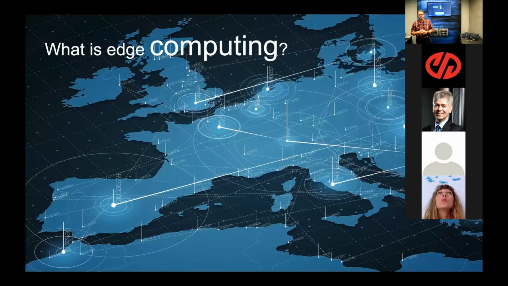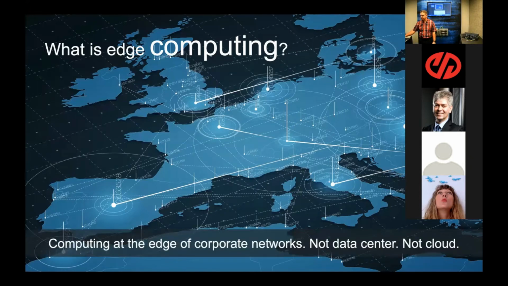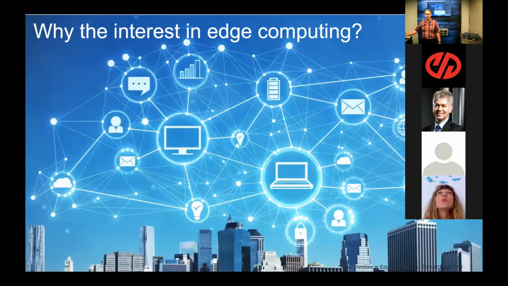So what is edge computing? Edge computing takes place at the edge of these corporate networks. It is computing that takes place at remote plants, at a branch office, or some other distributed location. It is not computing that takes place in a traditional data center or in a cloud. It's really taking that computing power and pushing it right down to your branches or local sites. So, computing at the edge of corporate networks, not data center and not the cloud.